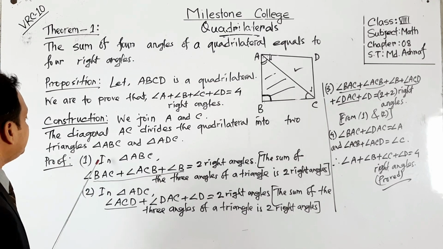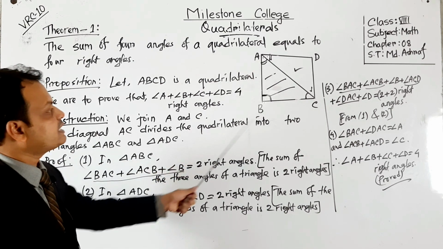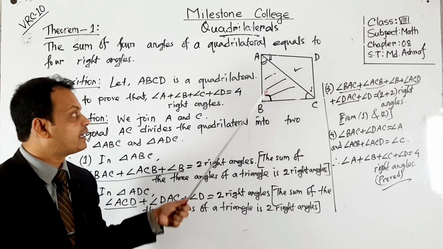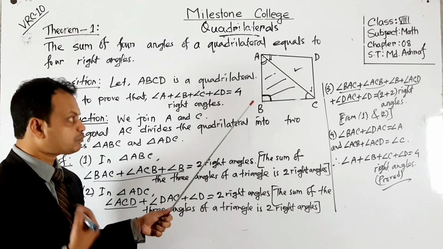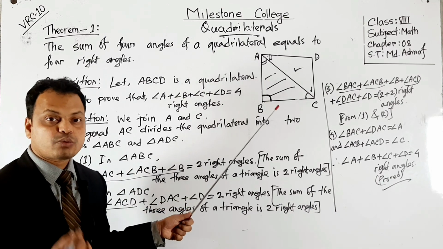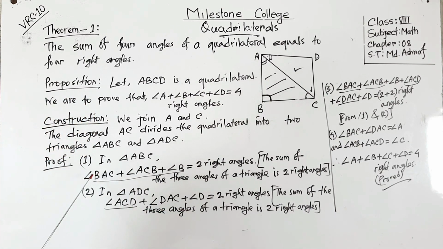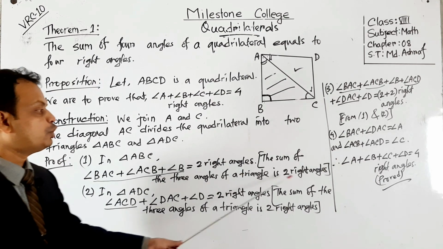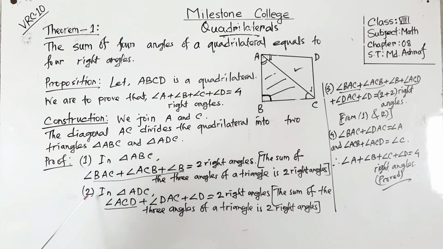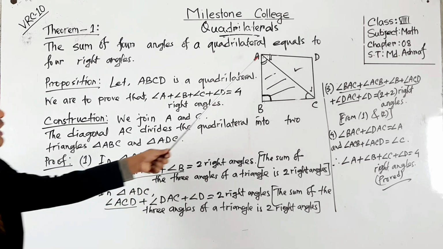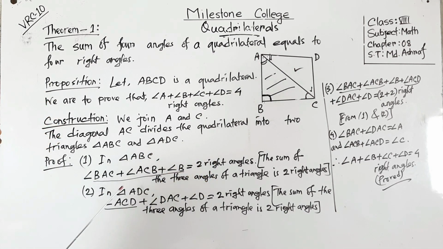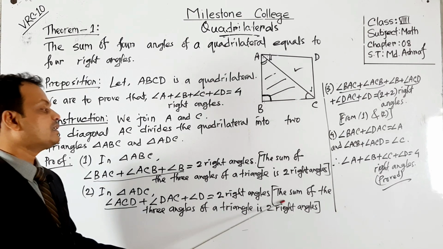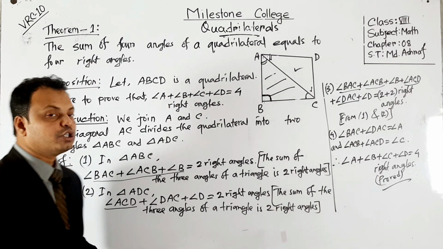Then proof 1: in triangle ABC, we know that the sum of 3 angles is 180 degrees or 2 right angles. So angle BAC plus angle ACB plus angle B equals 2 right angles. Why do we write this? The sum of the 3 angles of a triangle is 2 right angles. Then the same thing in point 2, in triangle ADC: angle ACD plus angle DAC plus angle D equals 2 right angles. The sum of the 3 angles of a triangle is 2 right angles.